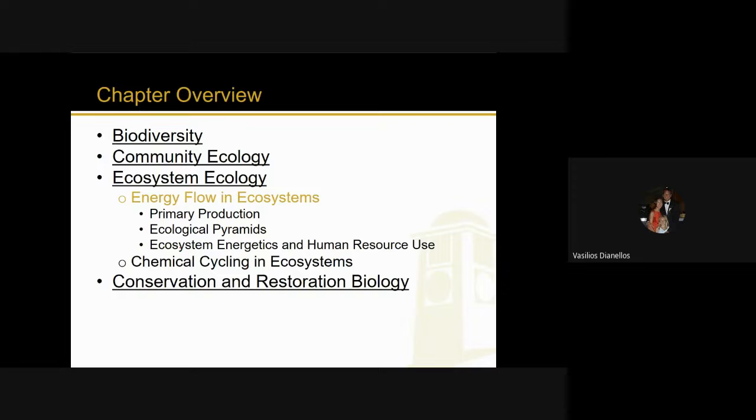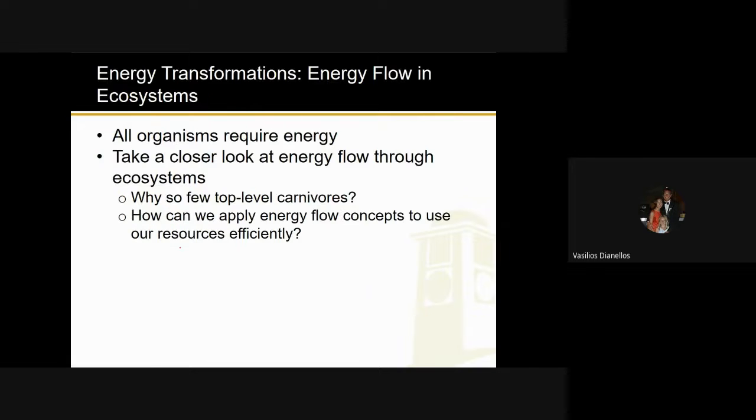With that concept in mind, let's talk about energy flow and ecosystems. As you already know from chapter 1 and from exam 2, we talked about how all organisms require energy. That is one of the properties of life. That is what we devoted ourselves to for chapters 5, 6, and 7. So if we were to take a closer look at the energy flow through an ecosystem, we might ask ourselves, why are there so few top-level carnivores? And I mentioned that earlier today. I kind of hinted at that fact where there's plenty of producers, but not very many top-level carnivores.